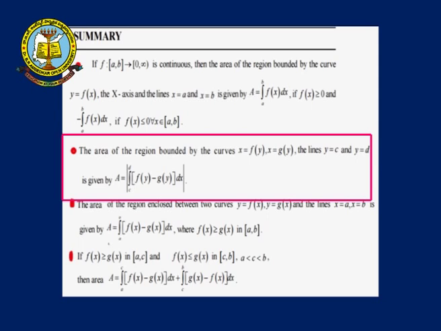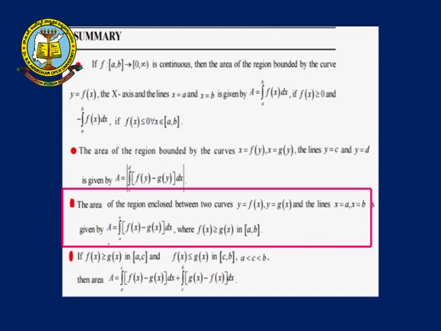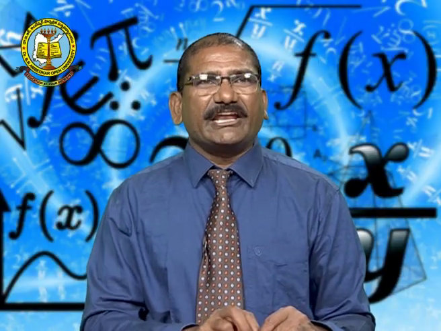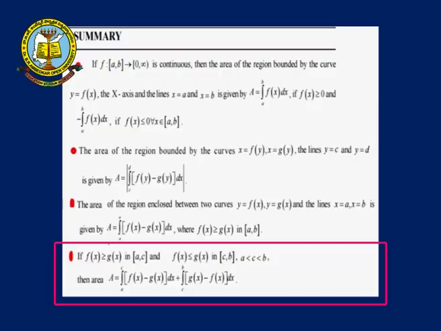Next, given a region enclosed between the curves y equals f of x and y equals g of x, and x equals a and x equals b, the area equals the integral of f of x minus g of x whenever f of x is greater than or equal to g of x, in the interval a to b. Now, suppose f of x is greater than or equal to g of x in the a to c interval, and f of x is less than or equal to g of x after that. The functions cross in between, so we have partitions.